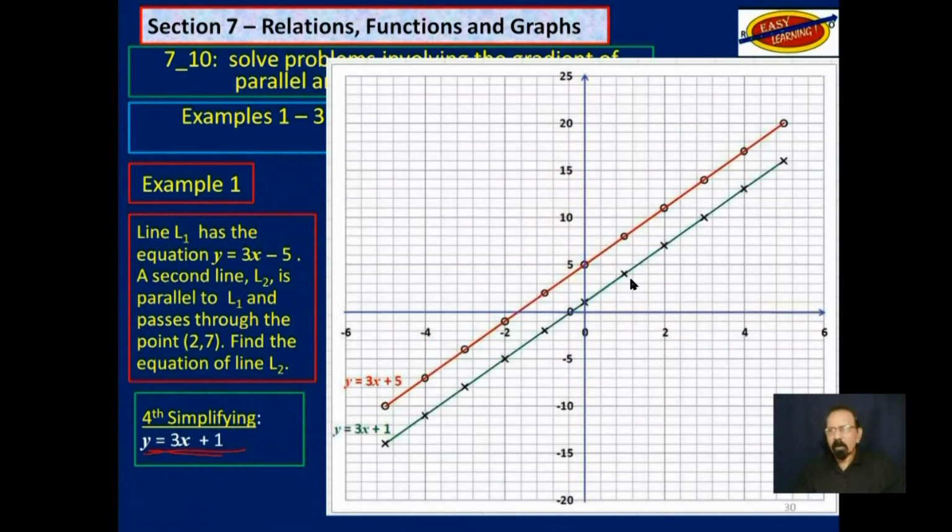Here are 2 graphs to confirm that. This was the one we were given, and we had to derive that one. And we were given this point, (2, 7), on the second line, L2.